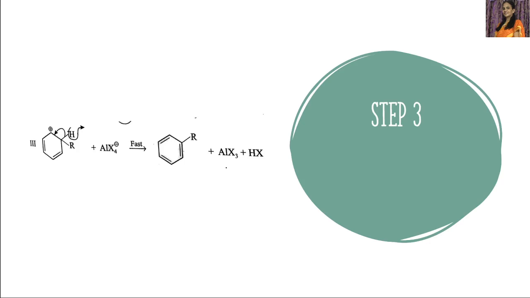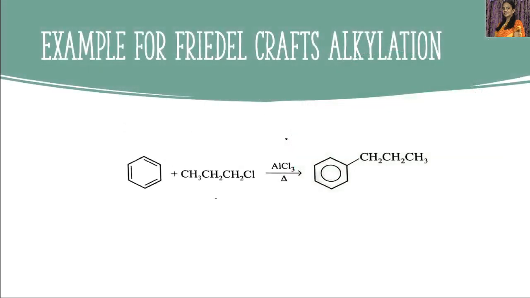Now let's see one specific example for Friedel-Crafts alkylation. So this benzene reacts with alkyl halide. This is 1, 2, 3. So a 3 carbon alkyl group is nothing but propyl. Propyl chloride, n-propyl chloride. N stands for normal, no branching. So this is n-propyl chloride.